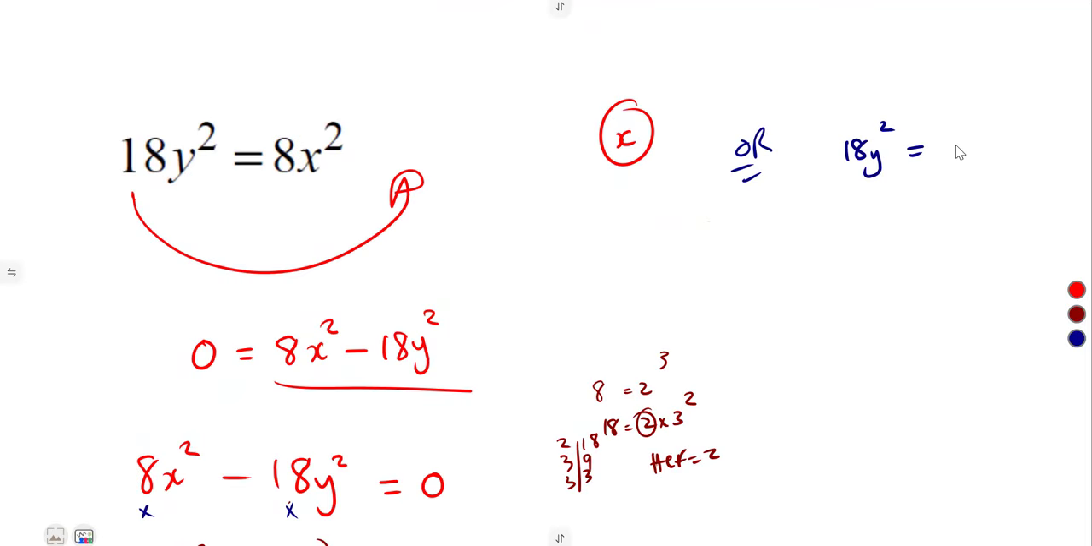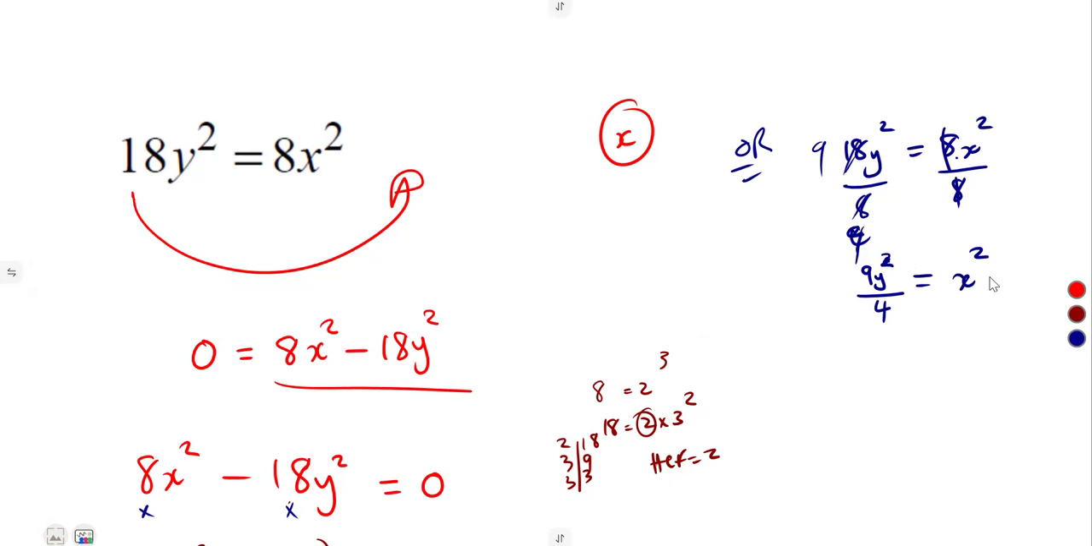18y squared is equal to 8x squared. I want to make x the subject, or I'm supposed to solve for x. Just divide by 8 because we've got a single term containing x here. So divide by 8 by 8. So it means x squared is equal to what? 18 over 8, that's 9 over 4. So it's going to give us 9y squared over 4.